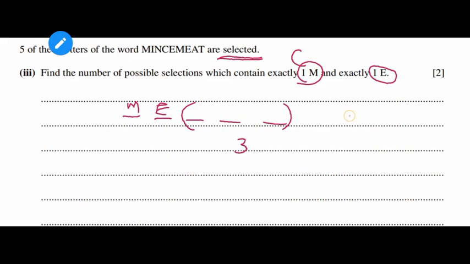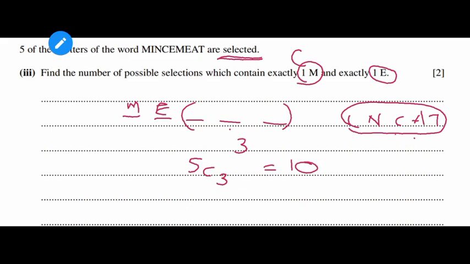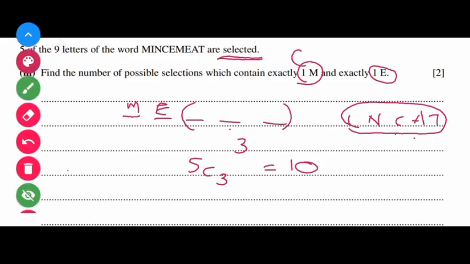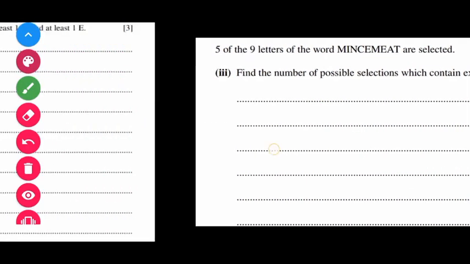Remaining we have I, N, C, A, T. So remaining we have 5 letters, and we have 3 places. So from this 5, 3 letters to be chosen in 5C3 ways, which is equal to 10 as answer. Okay. So let's check the next question.